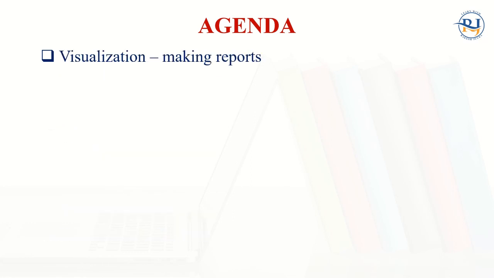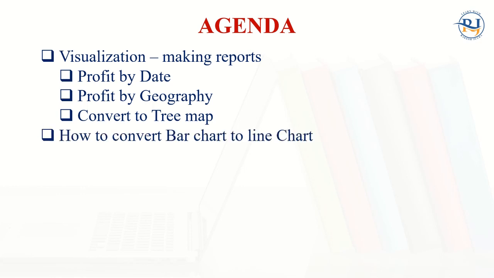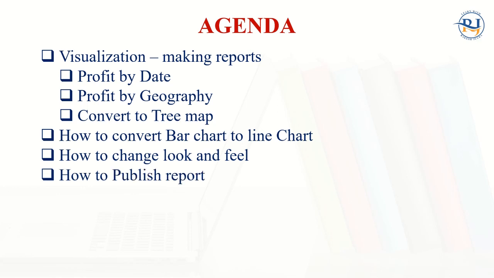Next, we will learn about what is visualization and how to create reports. With one example, I will be preparing data, and from the data how to check the profit by date, and how to create some reports related to the geography, then convert to the tree map. And what is a tree map? How to convert a bar chart to a line chart, then how to change the look and feel. At the end, we will learn a little bit about how to publish a report.